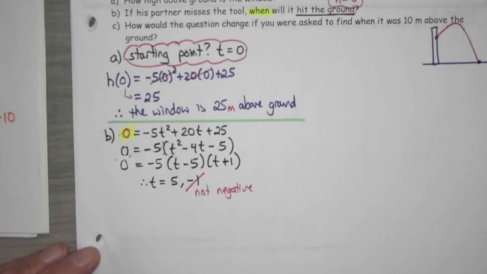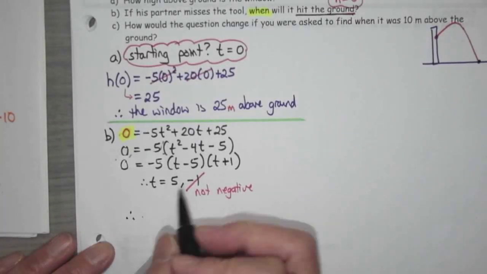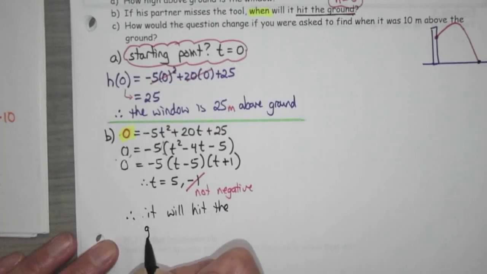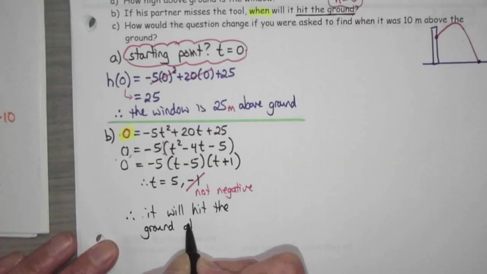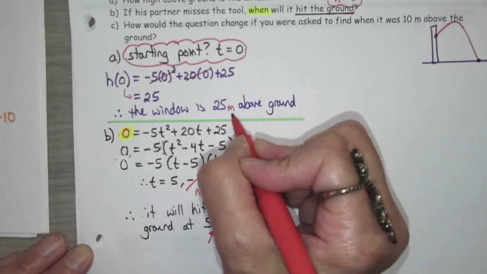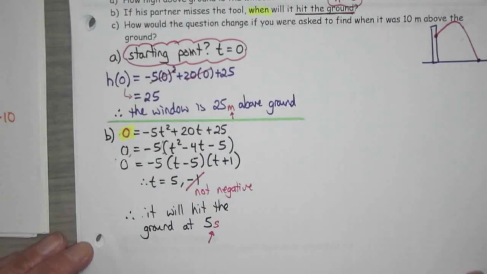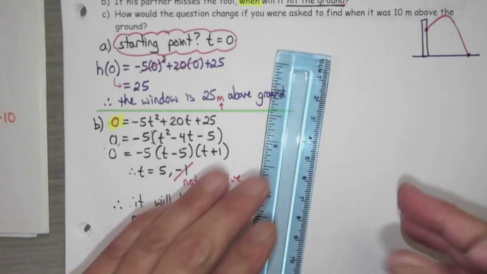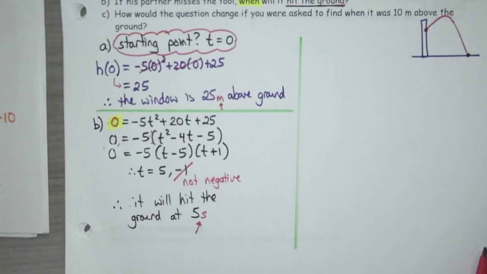So then you're going to say, therefore, it will hit the ground at 5 seconds. Yeah, you can put S or you can write seconds, but I need the units. Okay, so we're always going to remember the units. No little half marks lost, okay? So seconds, you can write seconds or put S. Okay, and then again, I'm just doing this with a ruler so that you have neat notes to look at when you look at mine.